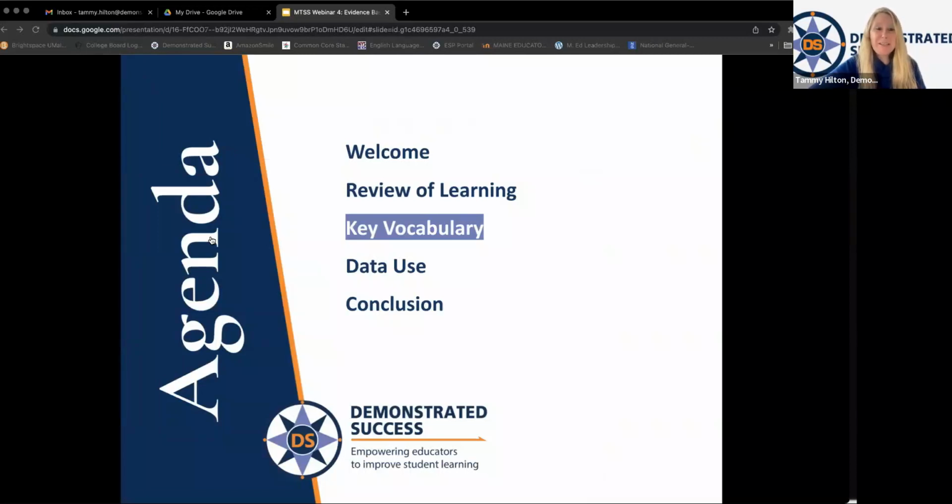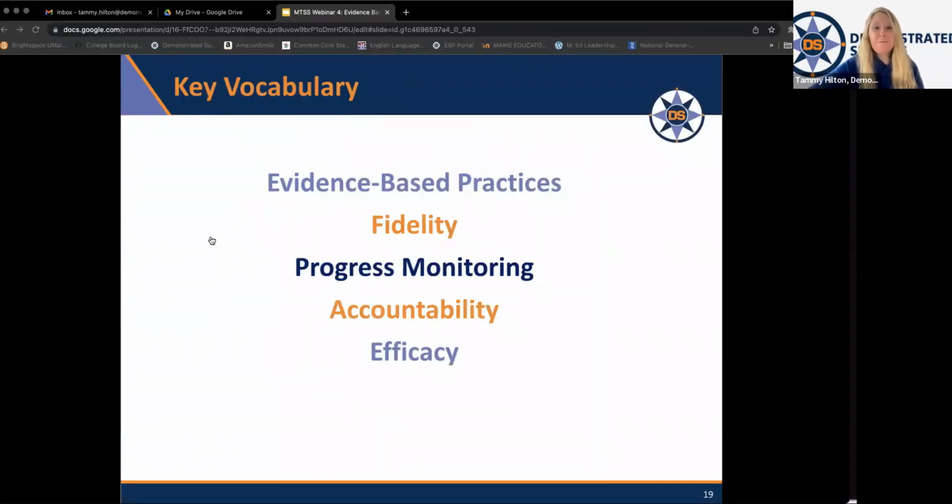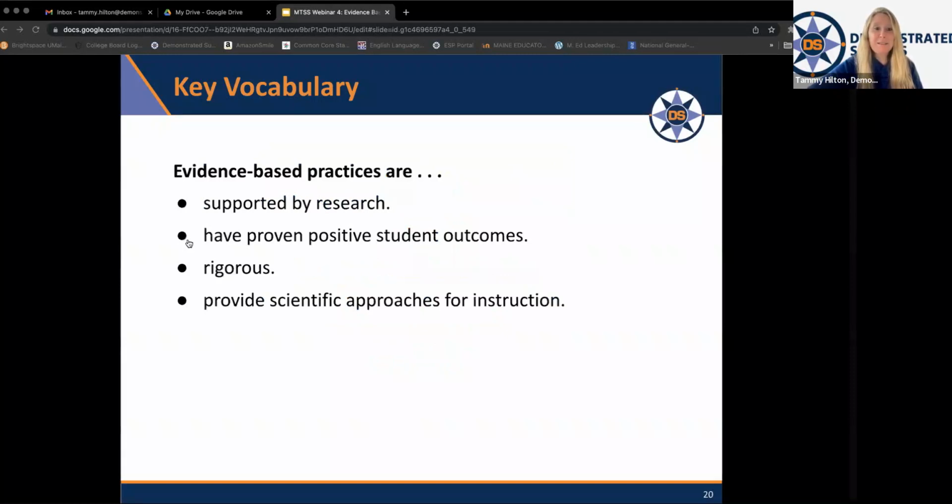So we're going to jump into some key vocabulary. So the 5 terms that are really the foundation of the topic for our webinar today are listed here. And we're going to be discussing each one of these more in depth throughout this first portion of the webinar. So with that being said, the first one we're going to talk about is evidence-based practices. So this is a term that is very widely used in education, right? It's like one of those terms that we all hear. But I think people sort of have formed their own definition or interpretation of it.